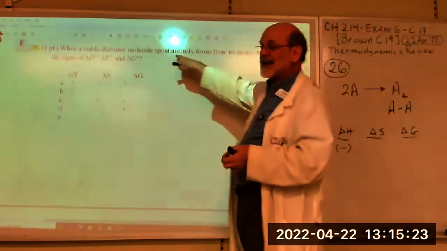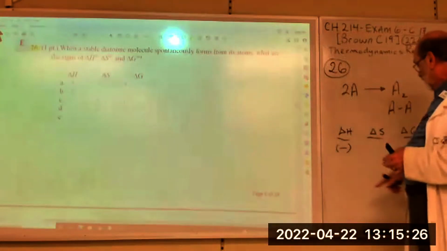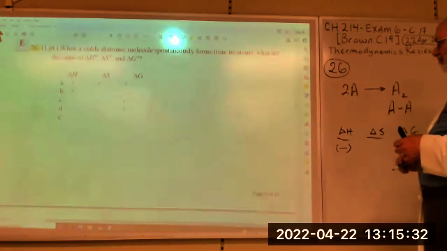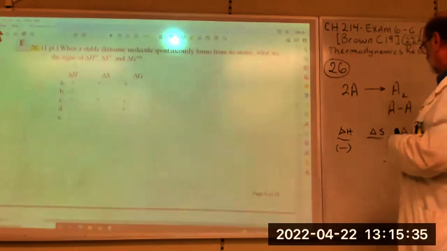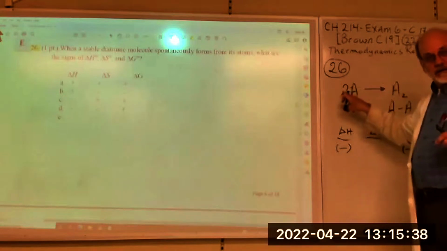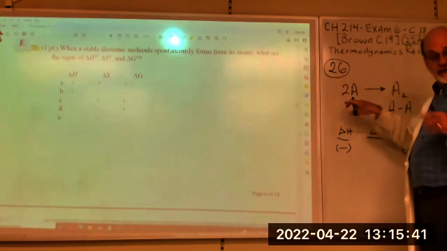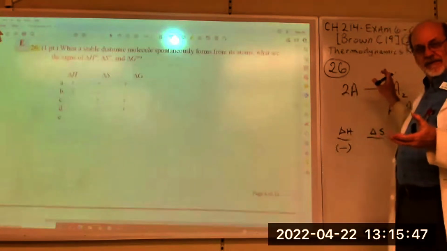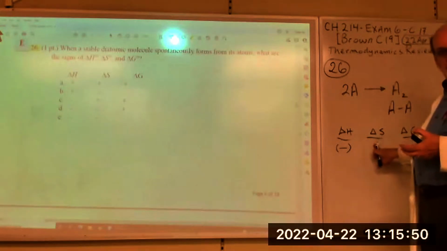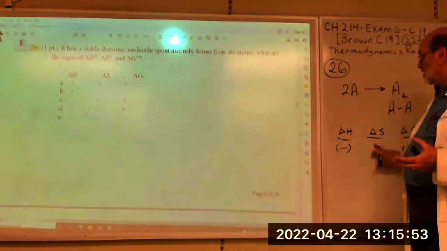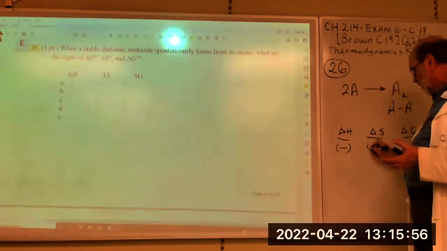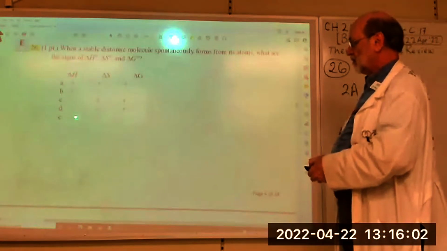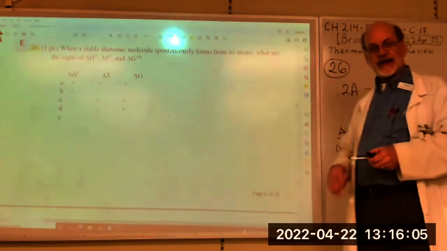Also, it says that this is spontaneously formed. If it's spontaneously formed, we know that this one is also negative. Okay? And we're going from two atoms, more, say, random, to less random. Right? So the delta S, the randomness is decreasing, going from 2 to 1. So this one's also negative. So they're all three negative. Right here. All three of them are negative.